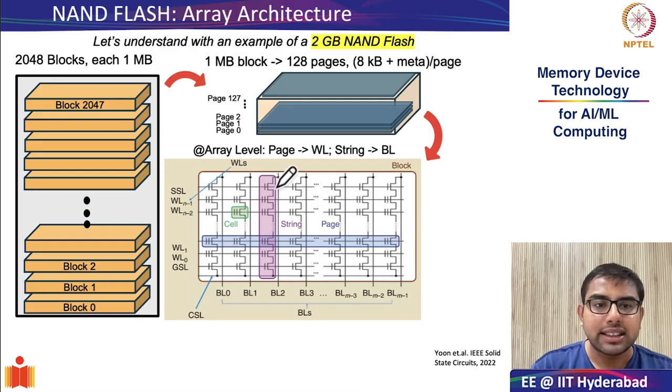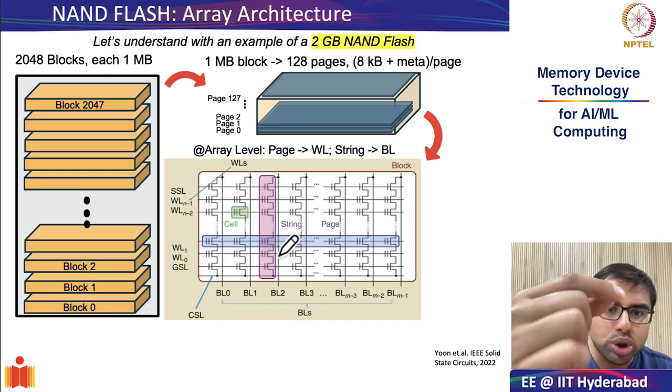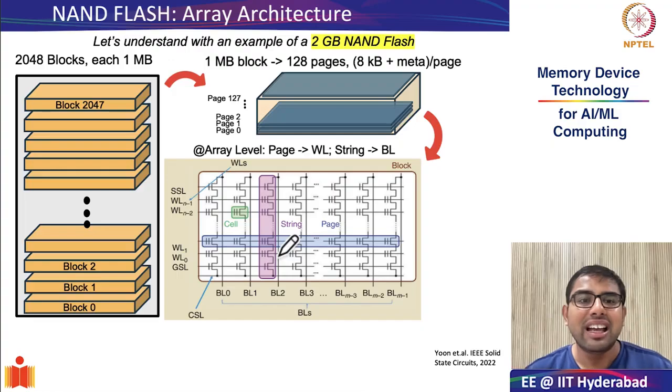Of course, a string consists of interconnected flash cells. The first part of a NAND flash string, remember, is not actually a memory element but a logic element, which is called the source select line. The last is also not a memory element. It is called the ground select line. Rest everything are flash cells and they are interconnected with each other. The source of one is connected to the drain of the other. So this is what the string is.